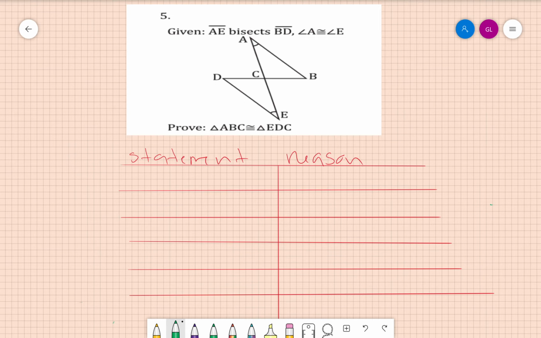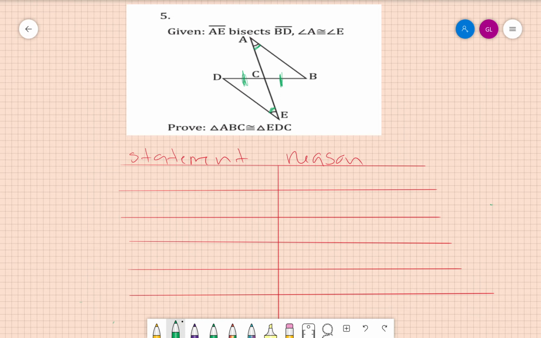It says that given that AE bisects BD, right? So AE is bisecting BD. Since BD is being bisected, let's go ahead and put lines right here to signify that these two lines are going to be congruent, because AE is bisecting BD. And then we have angle A is congruent to angle E, and they've already given us that. Angle A is congruent to angle E.